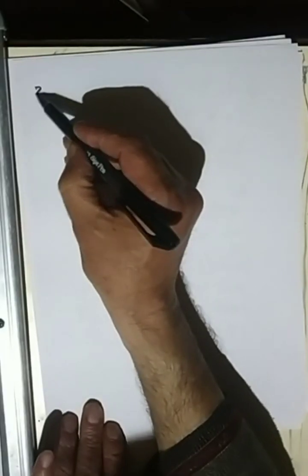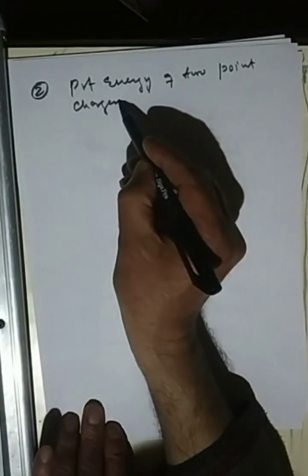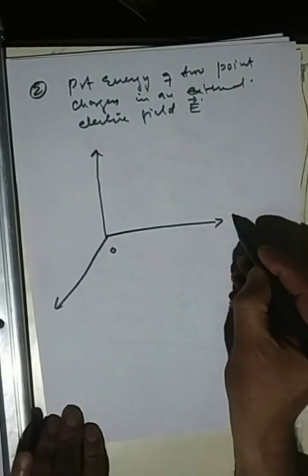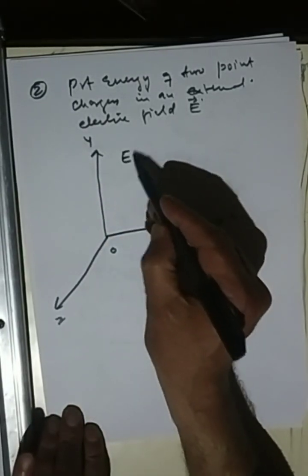Next, let's talk about the second case: potential energy of 2 point charges in an external electric field E. Again, we draw an axis X, Y, and Z. We have an external electric field E in this environment.